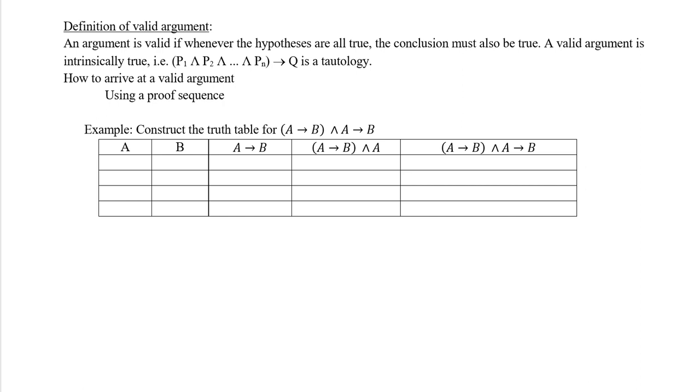But here I just want to stop for a moment. Why is it that, for example, if we have A implies B and A, therefore I could conclude B? We're going to prove this using a proof sequence, but also using a truth table. So let's fill up this truth table. These are the inputs of A and B. The only time A implies B is false is when true leads to false, otherwise it's true.